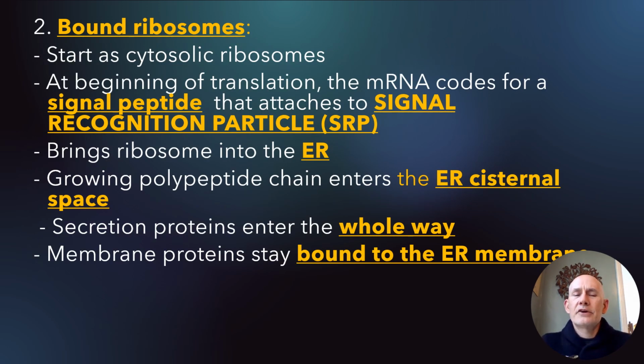Bound ribosomes are the ribosomes that are going to make the proteins that go into the rough ER. They're called bound because they bind to the rough ER, but they start out as cytosolic ribosomes. These are the ones that move to the surface of the rough ER based on that signal peptide coming off the beginning of the protein, and because of that signal recognition particle RNA that leads it to the rough ER.